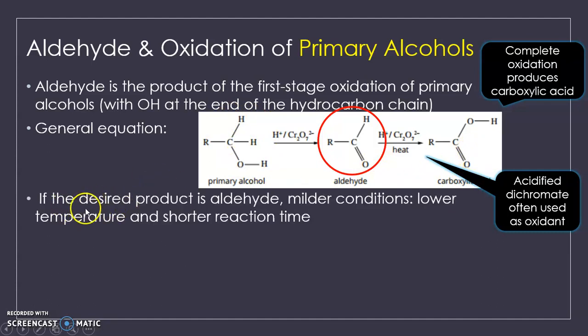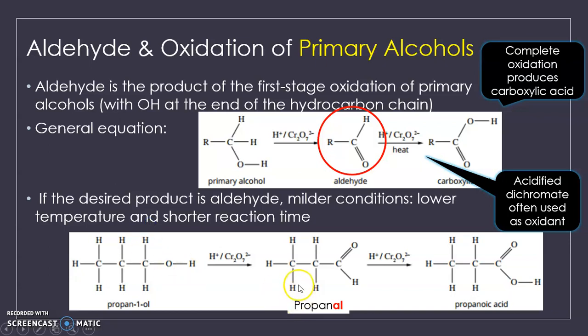Okay? If the desired product is an aldehyde, then we need to use milder conditions, so slightly lower temperature and shorter reaction time. For example, propan-1-ol, a primary alcohol, being oxidized can become propanal. The suffix of aldehyde is -al. Although we don't need to know how to name it, when we read the name, we need to know it refers to the aldehyde.